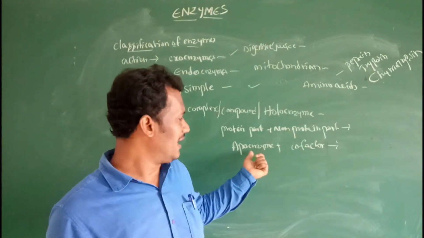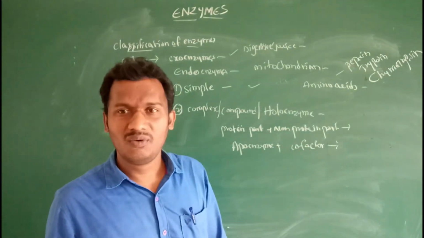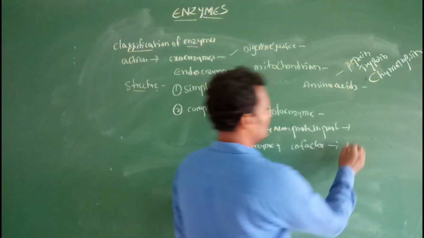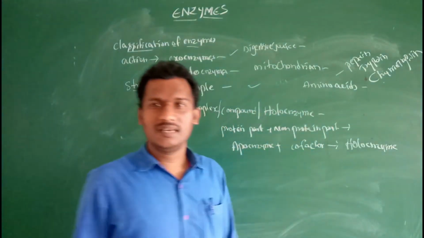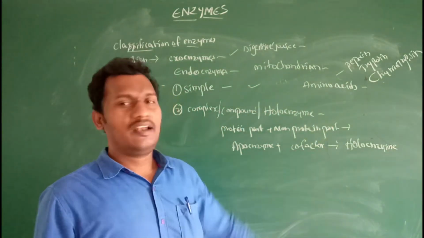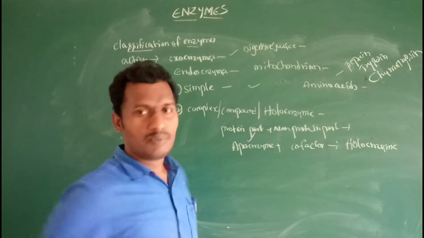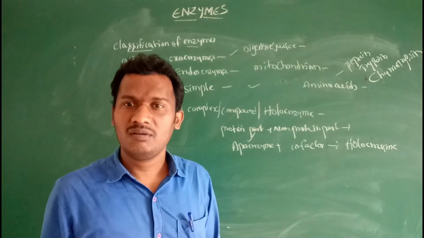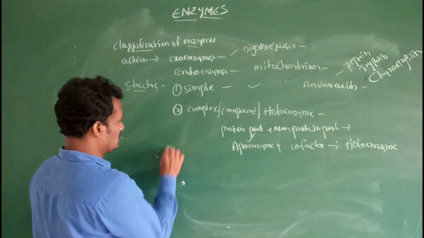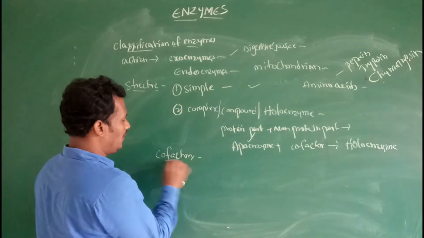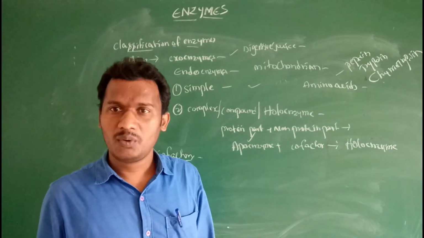The protein part is called an apoenzyme. The non-protein part is called a cofactor. Together they are known as a holoenzyme. Holoenzyme is nothing but the protein part and non-protein part, cofactors. So apoenzyme is the protein part, cofactor is the non-protein part. Next one, coming to cofactors. Cofactors are the non-protein part in a holoenzyme or complex compound enzymes.